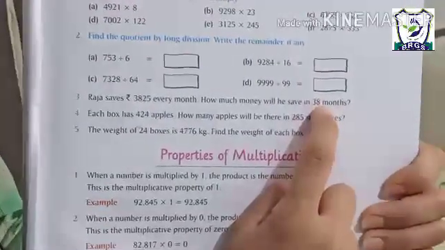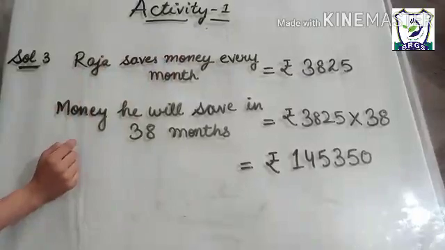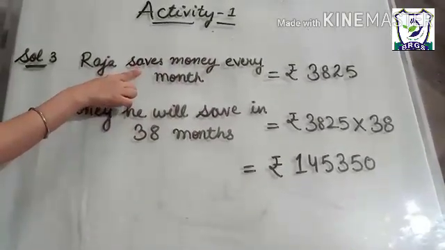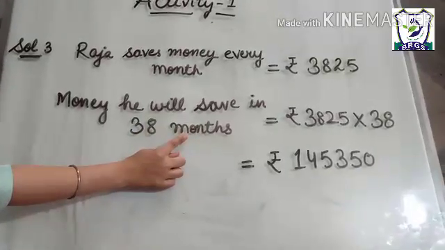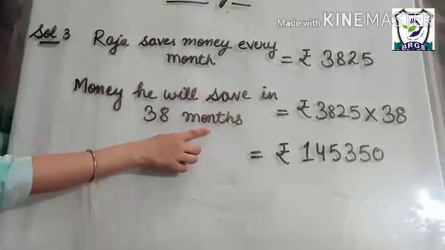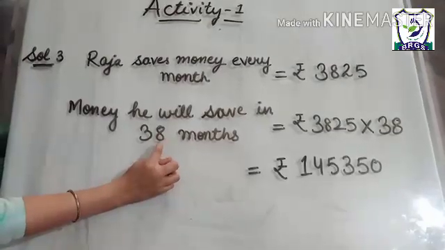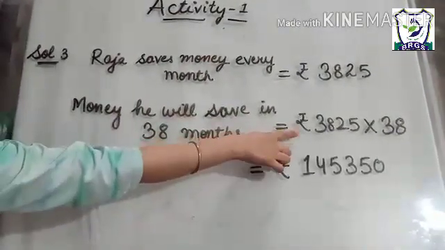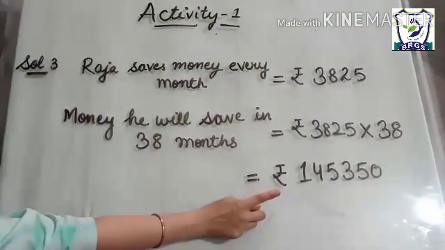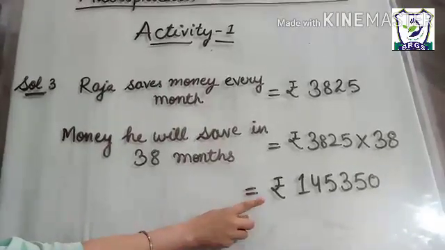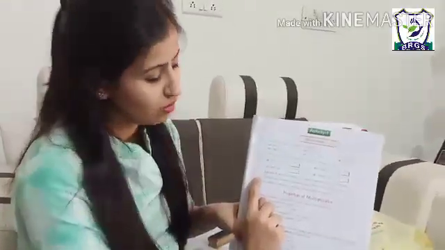Look at the solution students. Question number 3. Raja saves money every month. The amount is 3,825. This is the saving of Raja of every month. Now we have to tell that in 38 months how much money he will save. So to find the money he will save in 38 months, we will multiply the 1 month saving by 38. Because we have to tell the saving of Raja of 38 months. This is his saving of 1 month into 38. So students, 1,45,350 will be the saving of Raja in 38 months. This is your answer.